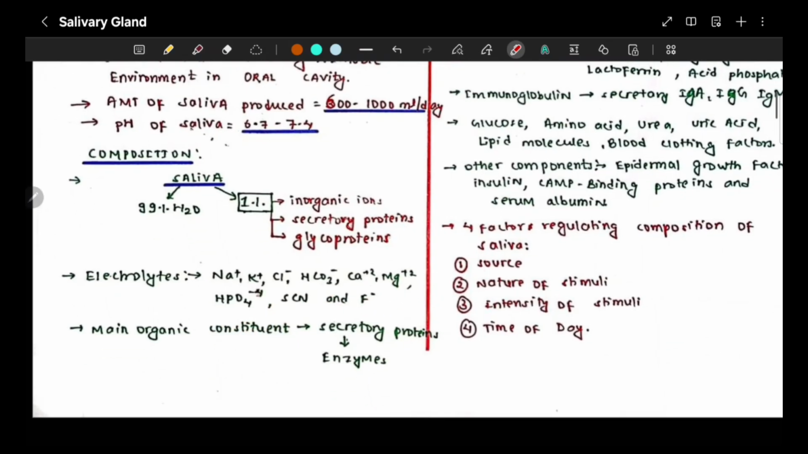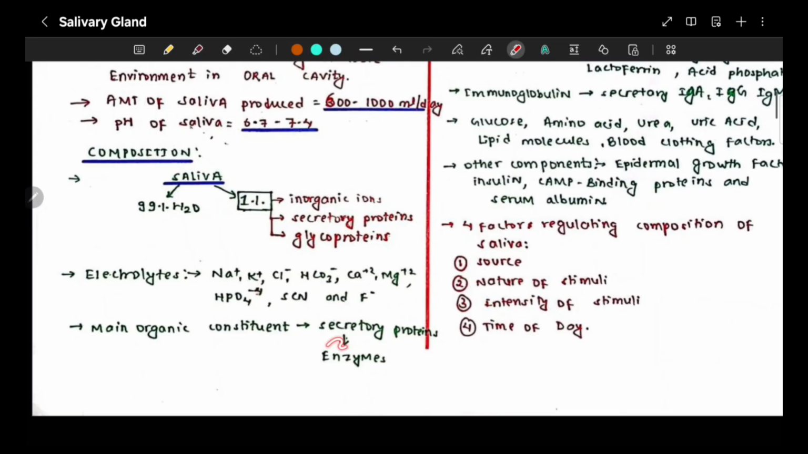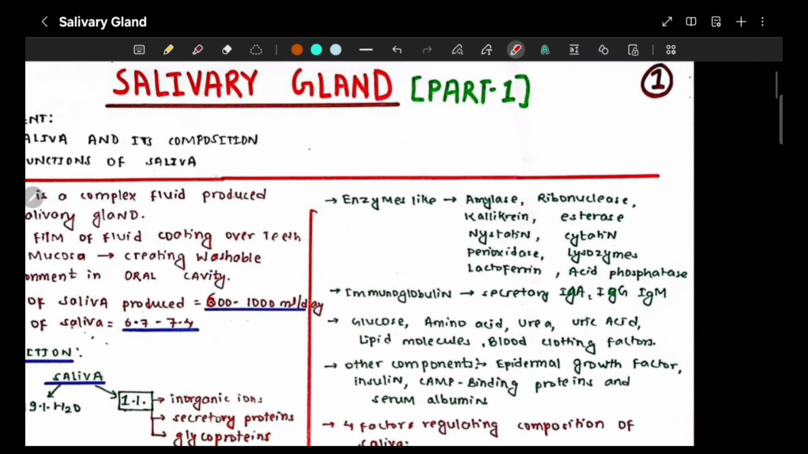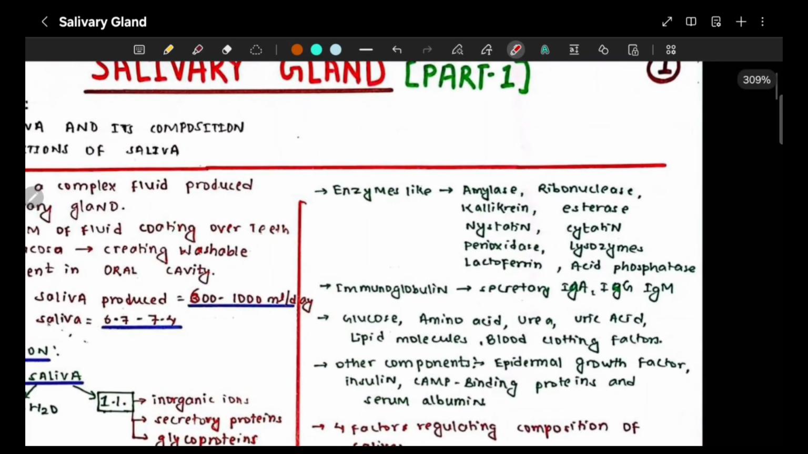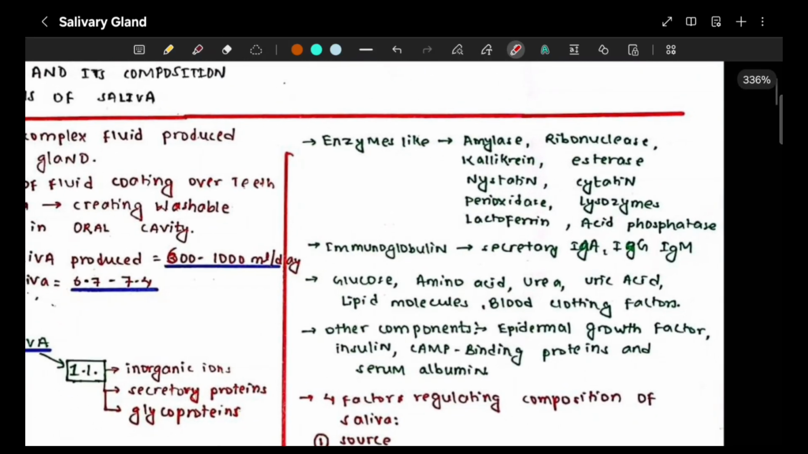After that, the main organic constituent contains secretory proteins, basically enzymes. The enzymes present in saliva are amylase, ribonuclease, kallikrein, esterase, cystatin, peroxidase, lysozyme, lactoferrin, and acid phosphatases. There are also immunoglobulins: secretory IgA, IgG, and IgM. IgA is the most important immunoglobulin present in saliva.